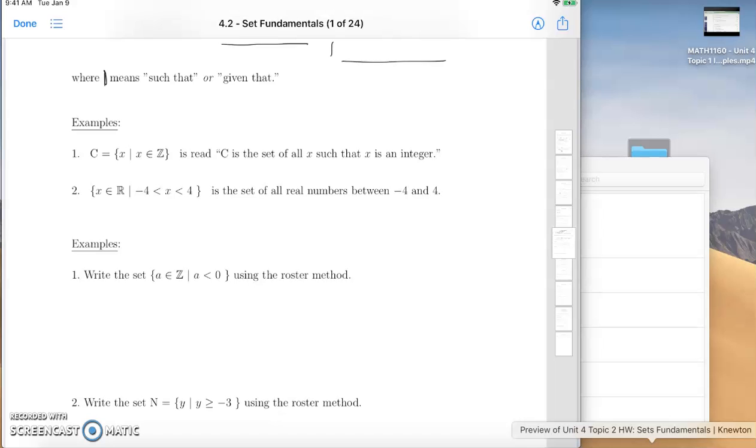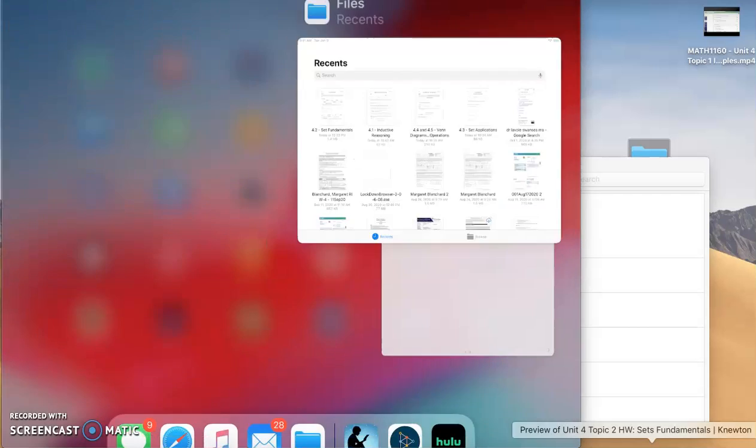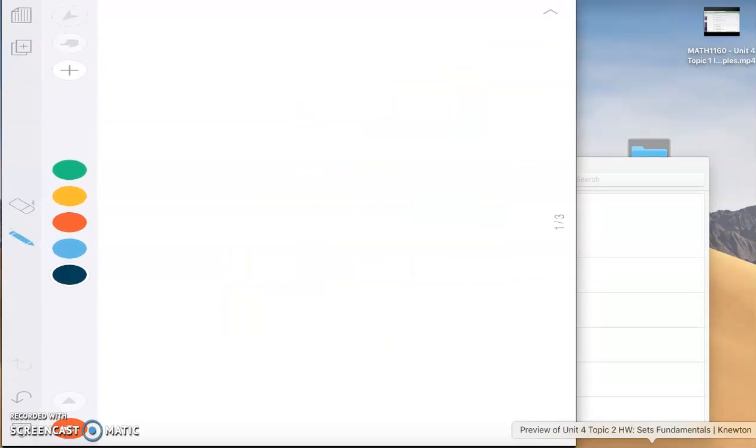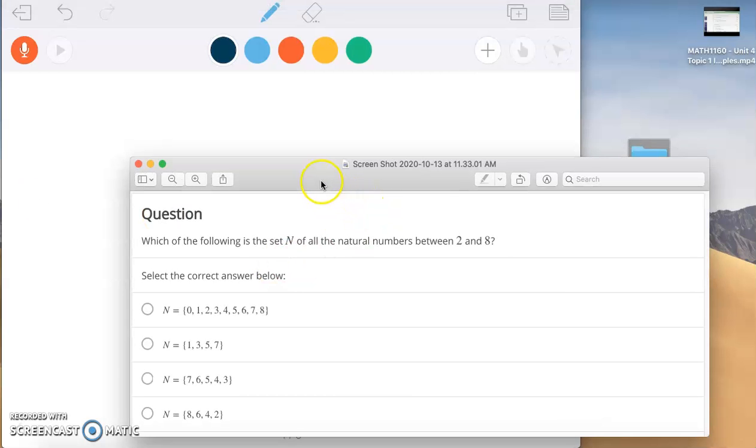All right, so let's go ahead and take a quick look at some of the homework problems as examples. We've got this first one here.